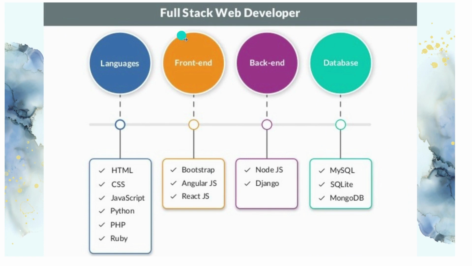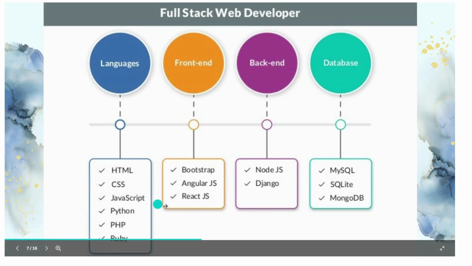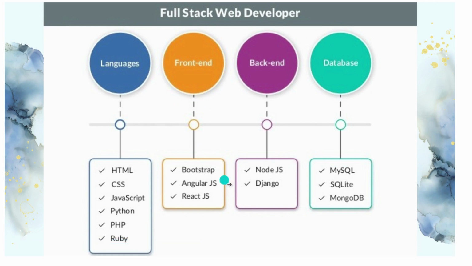For a full stack web developer, the languages used are HTML, CSS, JavaScript, Python, PHP, and Ruby. In the front end, they use Bootstrap, AngularJS, and React.js. In the back end, Node.js and Django. In the database, MySQL, SQLite, and MongoDB are used. The next slide will be continued by my teammate Abdul.